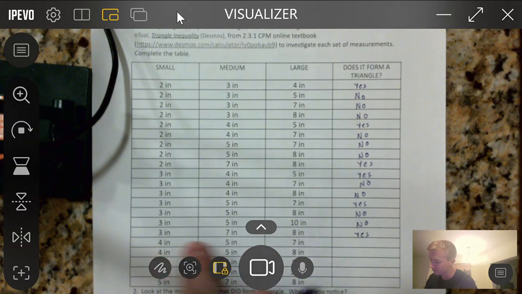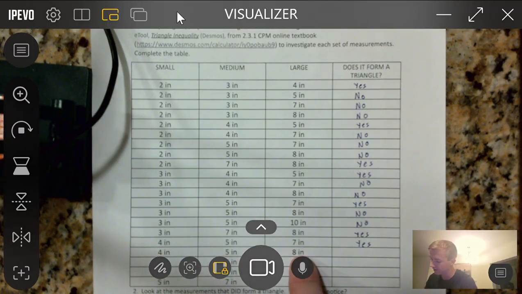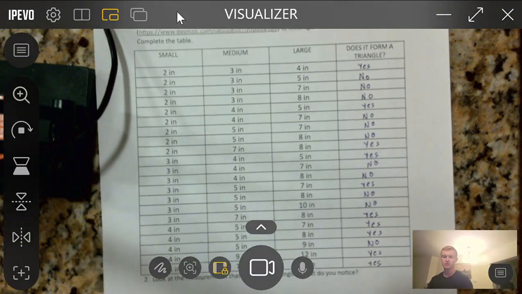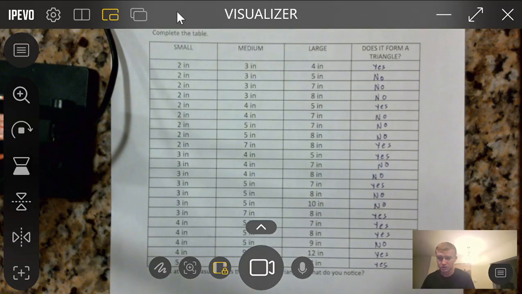Almost done. 4, 5, and 7 is a yes. 4, 5, and 8, yes. 4, 5, 9, no. 4, 9, 12, yes. And 12, 7, and 8, yes. All right, so here is the entire list. Some of them are very, very close, folks, so keep that in mind.